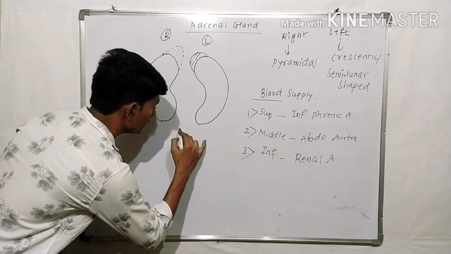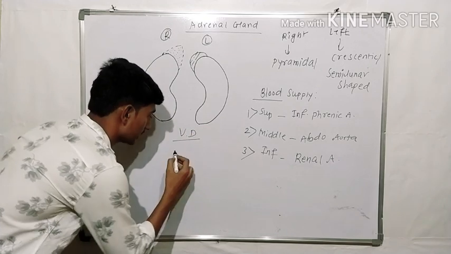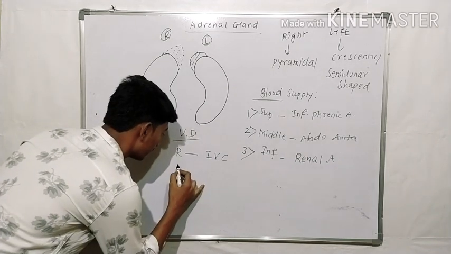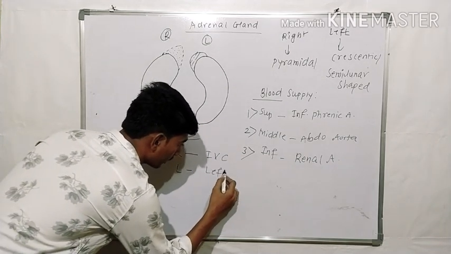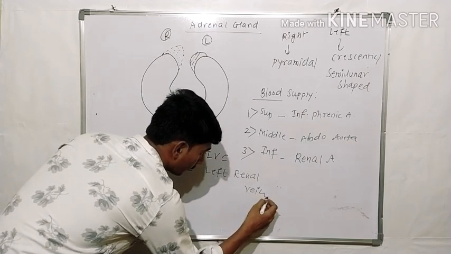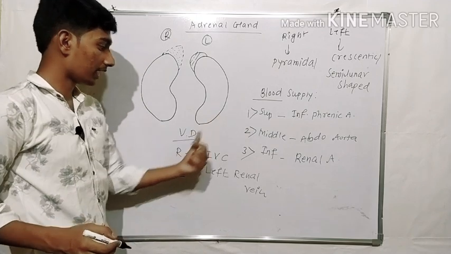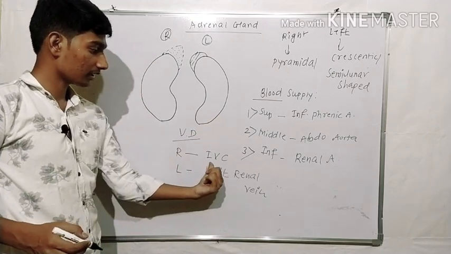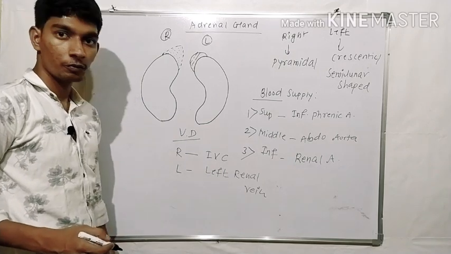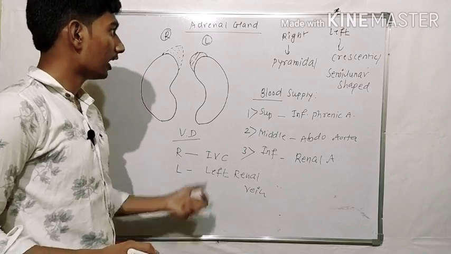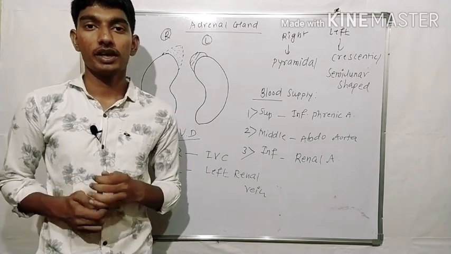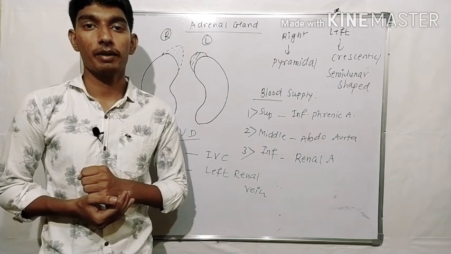Now, venous drainage. The right suprarenal gland drains into inferior vena cava, and left suprarenal gland drains into left renal vein. Okay, and the nerve supply is same as that of the kidney, that is by renal plexus, consisting of both sympathetic and parasympathetic nerves.